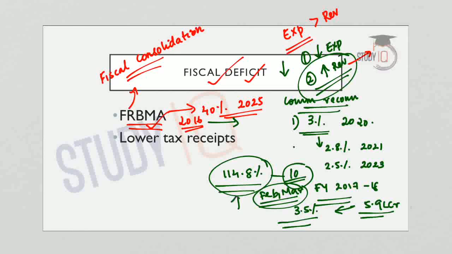So the target is 100%, that is 3% of GDP, and definitely the fiscal deficit will cross the target. One major reason is the lower tax receipts, which have undermined the revenue of the government.